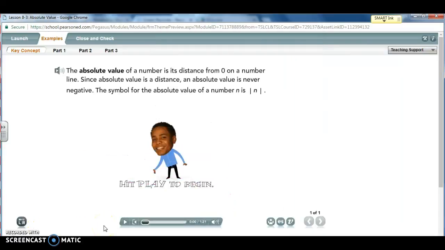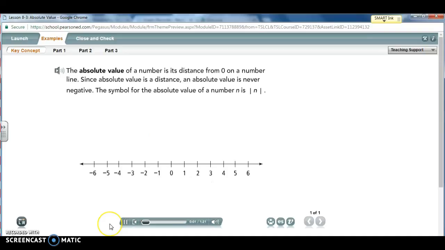Moving on to the key concept. The absolute value of 5 is the distance from 5 to 0. Starting at 0, count: 1 unit, 2 units, 3 units, 4 units, 5 units. 5 is 5 units from 0. The absolute value of 5 is 5.